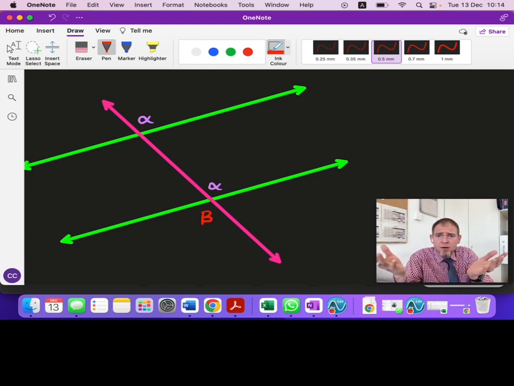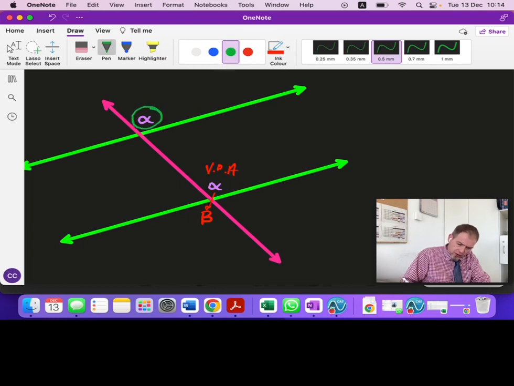Well, that's a vertically opposite angle, right? That's a vertically opposite angle. So alpha and beta have to be exactly the same. So these, because of vertically opposite angles, have to always be the same. What that means is that this angle here is always equal or congruent to the angle that's on the opposite side of the parallel lines.